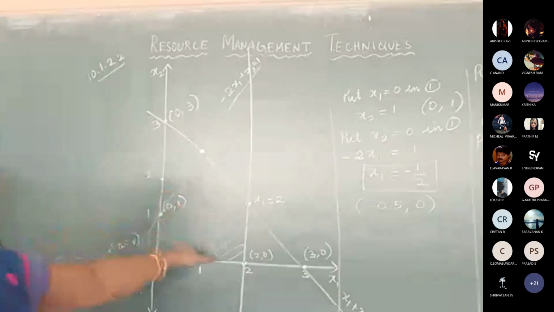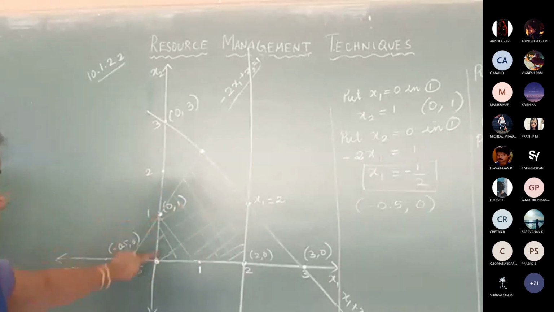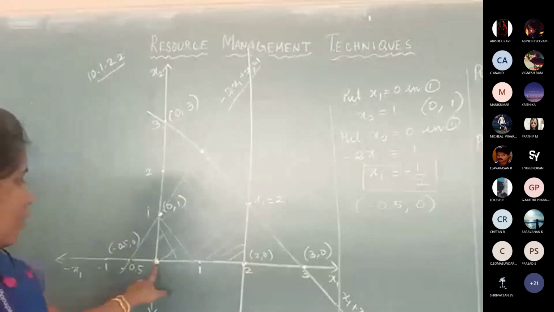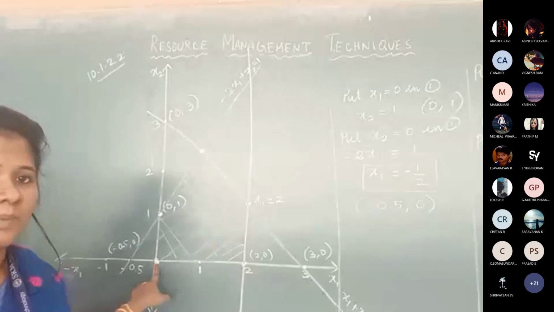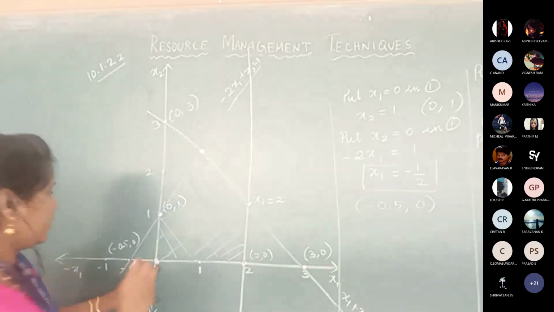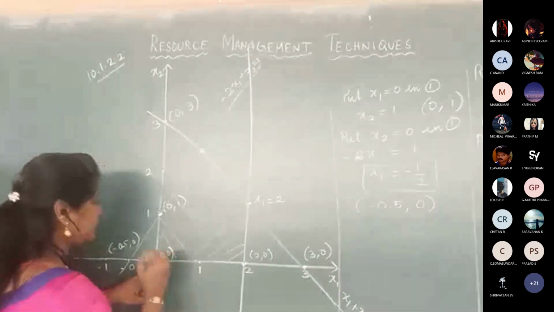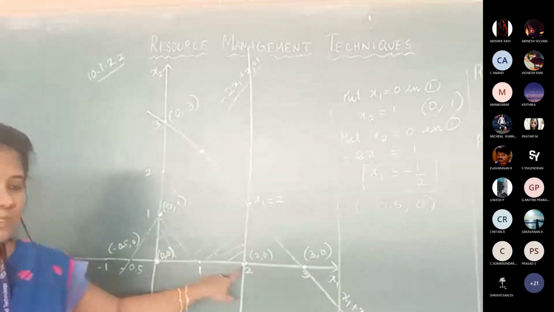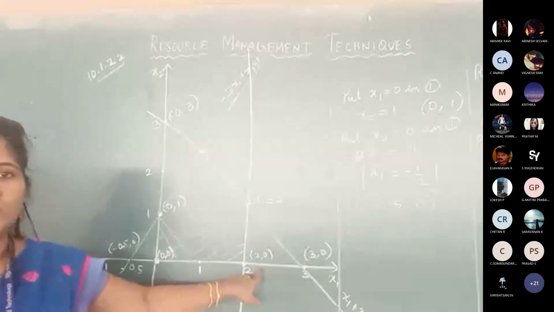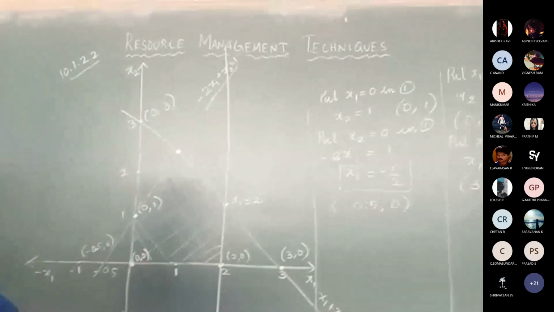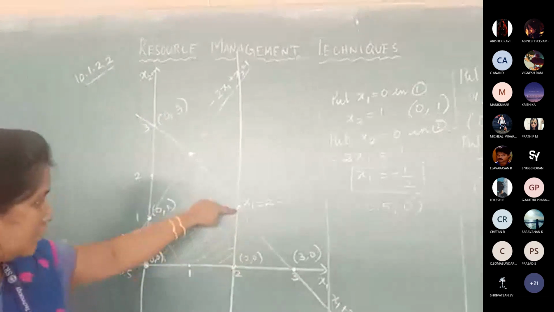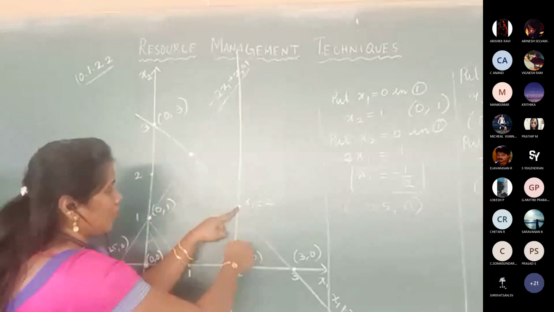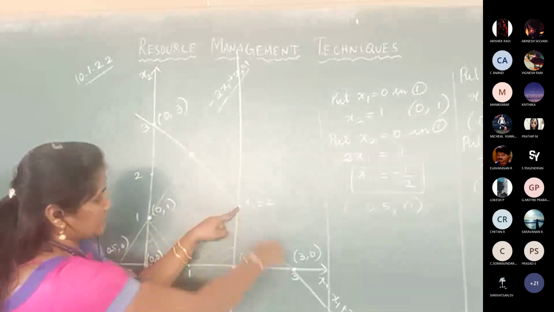So here is the feasible solution, with this point, this point, this point, this point, and this point. You already know this point is 0, 0, the center point, the origin. This point is 2, 0. And here this is the intersection point of this equation line and this equation line.